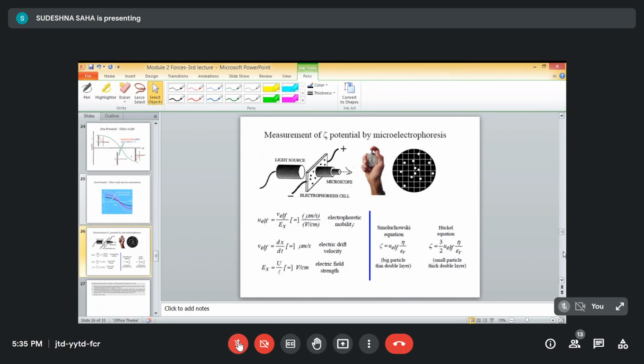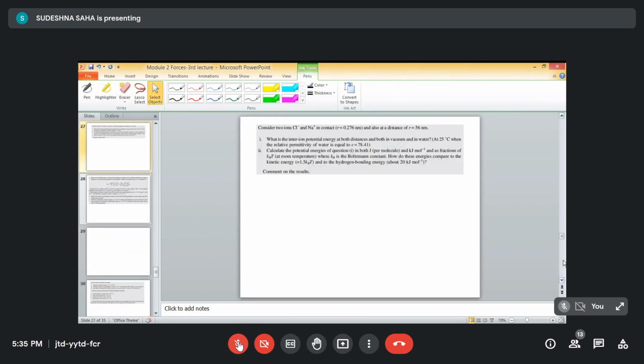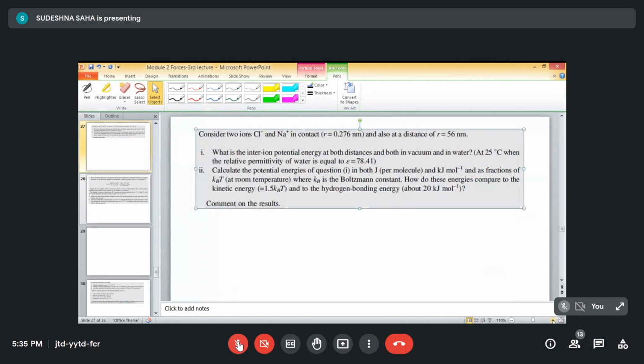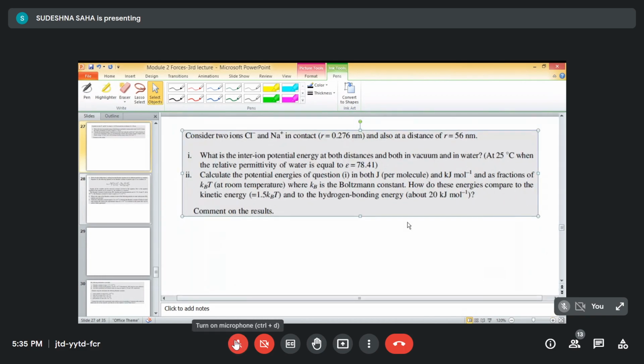Okay, now I had planned a couple of problems for you, but I'm not sure how many I can do. This one I'm not going to solve because it is a direct one. I don't know whether you can see it properly, it's a bit small. I am trying to enlarge it a bit. Okay, so basically you have to consider two ions, Cl minus and Na plus, and also the distance r. What is the inter-ion potential energy for both the distances, and calculate the potential energies as a fraction of.